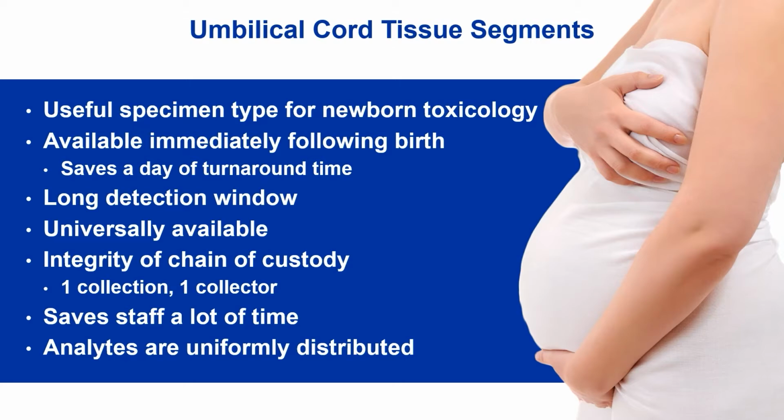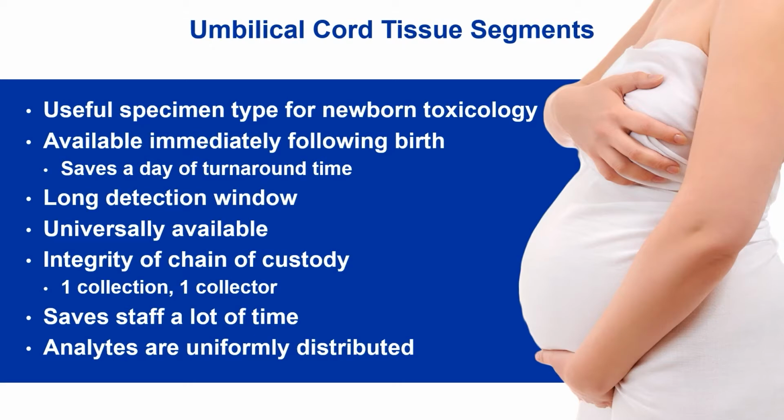For meconium tests, you have the collection over several days, several shifts, multiple collectors, putting it all together to send to the laboratory. Whereas with umbilical cord, it's one baby, one cord, one collector, one collection, in the cup it goes and off to the lab. So the integrity of the chain of custody and the identity of the specimen is vastly improved.